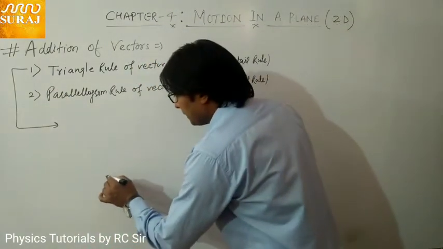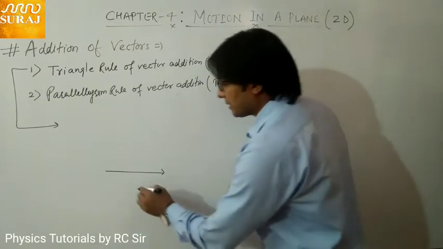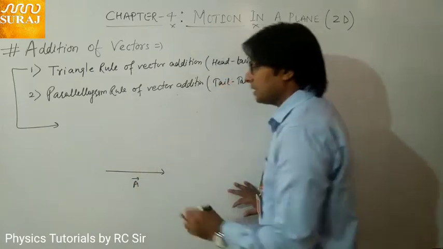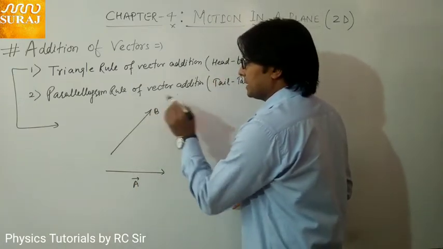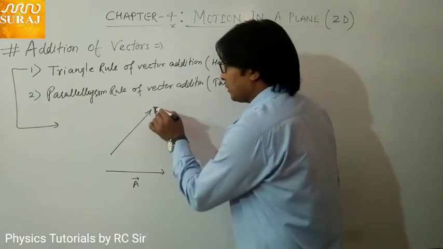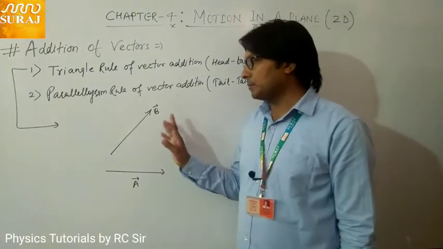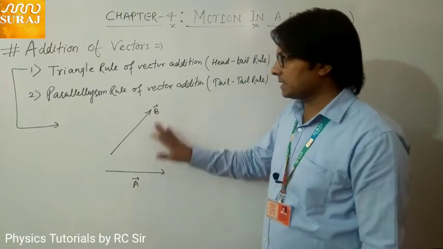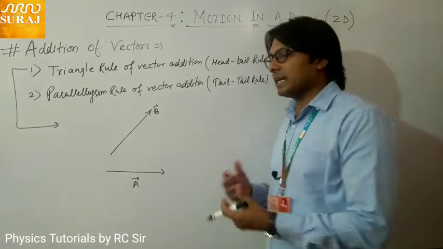Suppose I am having these two vectors with me. This is vector A acting on a particle, and this is, suppose, vector B acting on the particle in this direction. And since you know we represent a vector quantity by putting an arrow above that physical quantity or symbol, this is A vector and this is B vector. Now the question comes to our mind: what is head, what is tail?